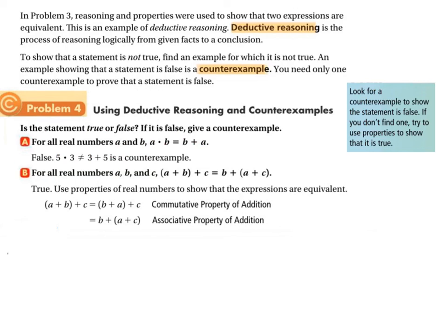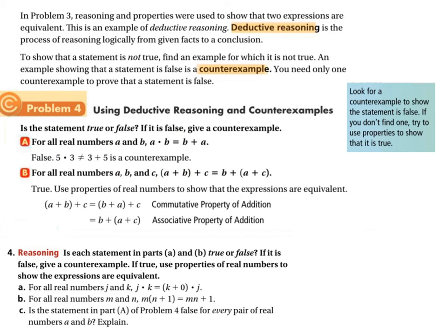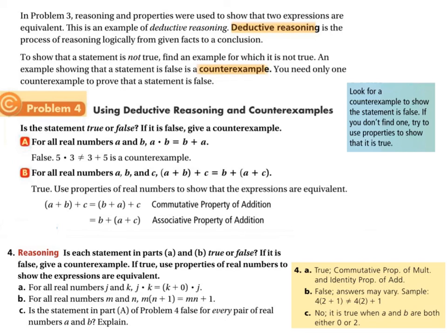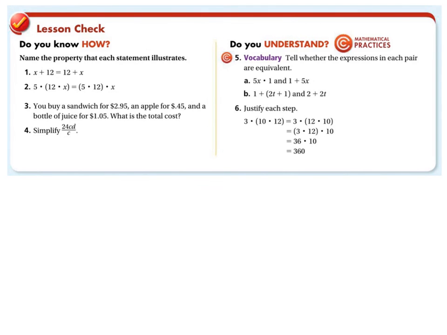Now, for all real numbers a, b, and c, a plus b added and then c added to the sum is equal to b plus the sum of a and c. Okay, that's true. What are they using there? They're using the commutative property to change their order and the associative property to change the two that get grouped together and done first. Got it? Okay, here is your got it problem. Okay, do these lesson check problems and see how you understand this.